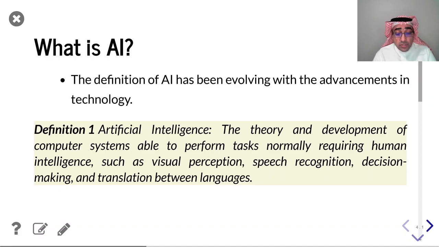So what is artificial intelligence? Artificial intelligence is a theory of development, okay? What do we develop? We want to develop a computer system that can perform things or tasks that normally require human intelligence, okay? So we want human intelligence-like behavior for a computer system.